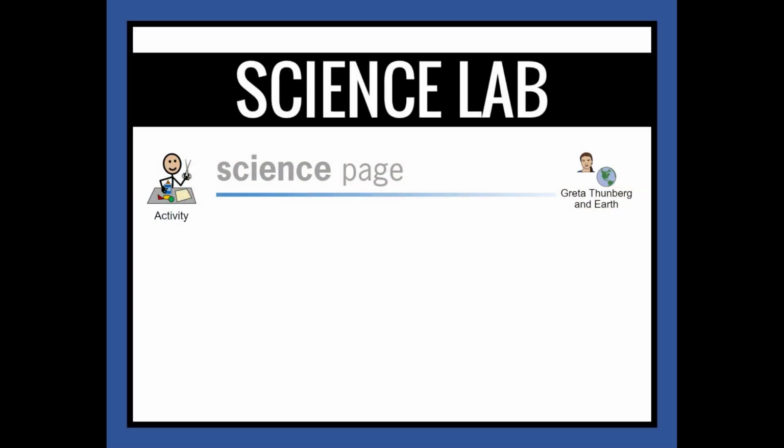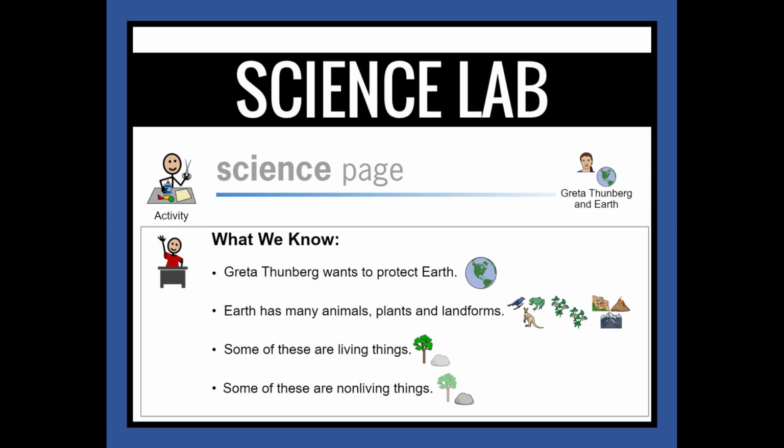For science this week, we are going to be looking at and trying to determine if an item is a living thing or a non-living thing. As with all science lessons, we start off with things we know. We know that Greta Thunberg wants to protect Earth. We know that Earth has many animals, plants, and landforms. Some of these are living things. Some of these are non-living things.